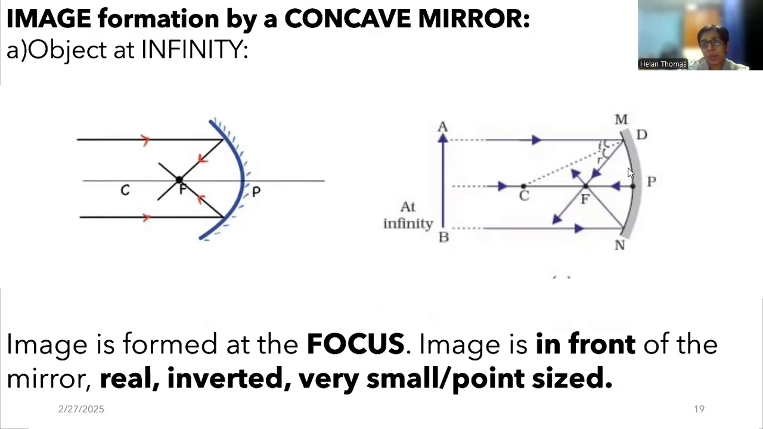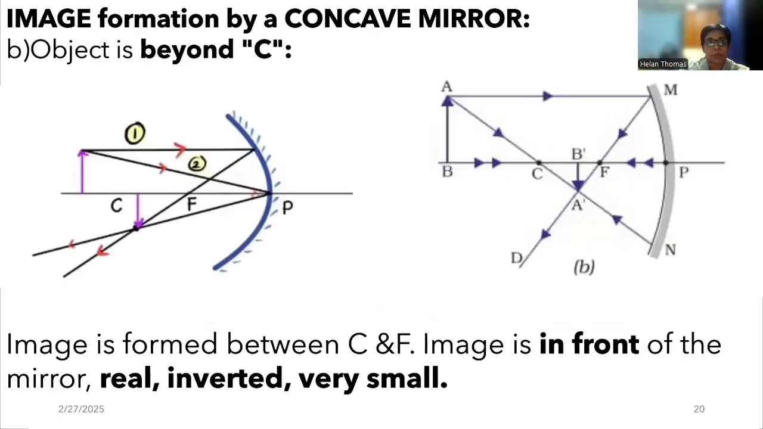This is the reflecting surface of the mirror, so the image is in front of the mirror. How much is the size? You can't even see the size, right? It's just like a point. So it's a very small, point-sized, real, inverted image, and it is formed at the focus. When the object is at infinity, in the case of a concave mirror, the image is formed at the focus. It is small, real, and inverted.